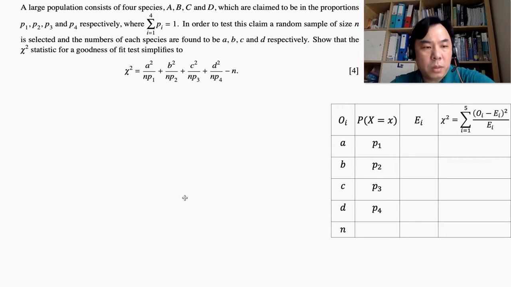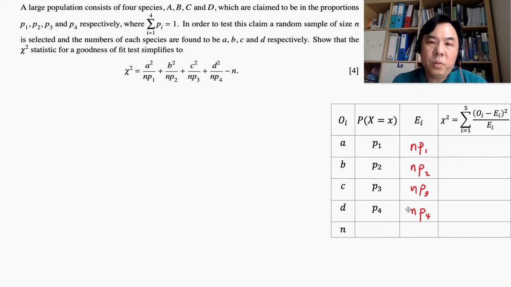Our next step is to obtain the expected frequency. The expected frequency is basically nP1, nP2, nP3 and nP4. That shouldn't be that tough. Once we have done the observed frequency, we have evaluated the expected frequency. Now, all we need to do is to evaluate the chi-square.